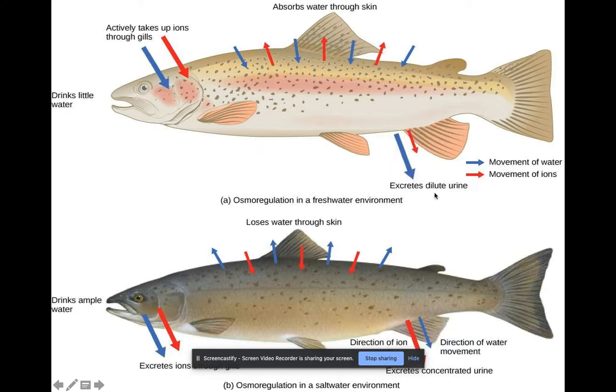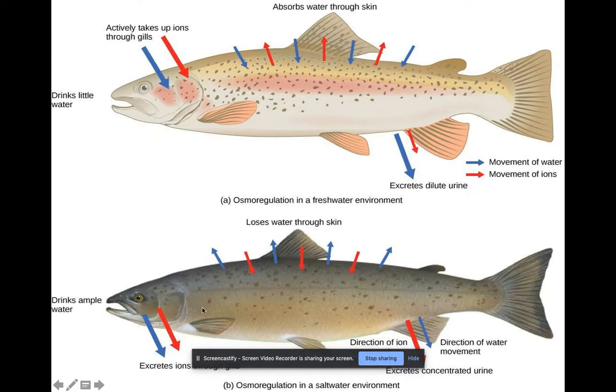And so when this fish pees, it's going to be excreting very, very dilute urine, because we're going from a high concentration of water to a low concentration of water. There's a high concentration of water inside, and it's going to be moving out.